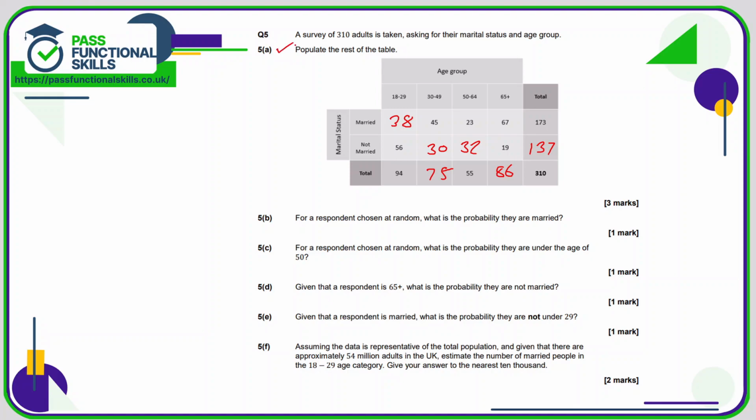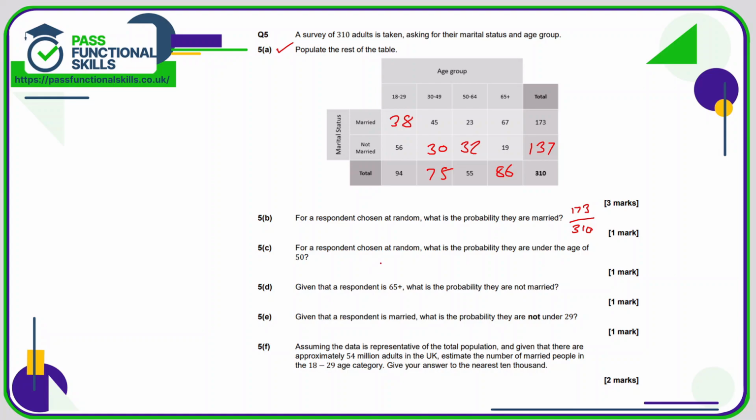We've done part A. Part B, for a respondent chosen at random, what is the probability that they are married? Well, how many people are there in total? Well, there's 310. And of the 310, how many are married? Well, there's a total of 173 married. So 173 out of 310. Done.